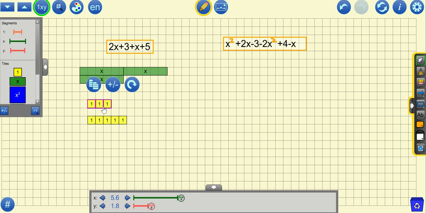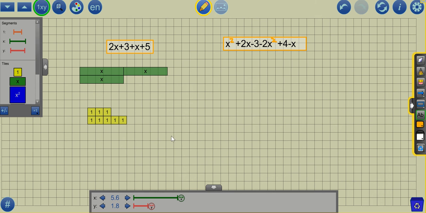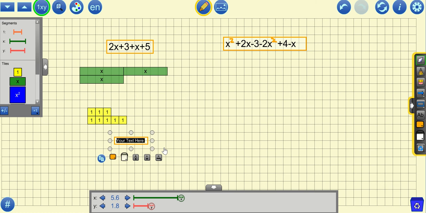Notice when I click on all these and they all turn purple, I can move them all together, which is pretty handy. And so now we've got 3 x's and 8 1's. So if I were to simplify this, I would get 3x plus 8. Done. Okay, let's have a look at the next one.